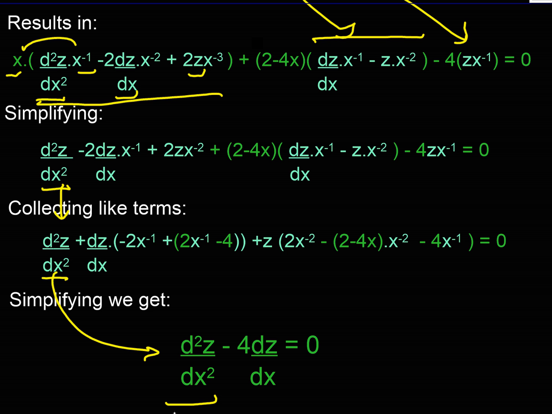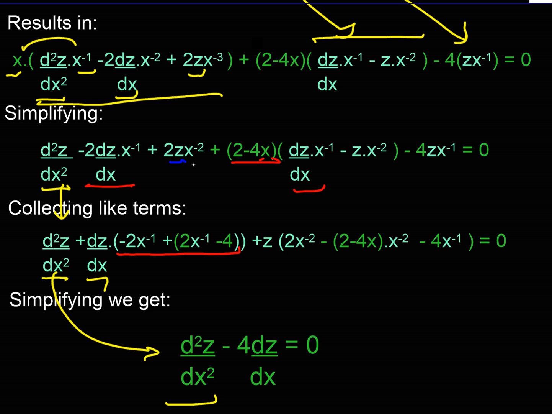What's going to happen with my dz by dx's? Well, I'm getting quite a few dz by dx's. I'm getting 1 from here. I'm getting effectively 2 from there. So I've got 3, and I'm going to put those coefficients into a bracket. There's my bracket.